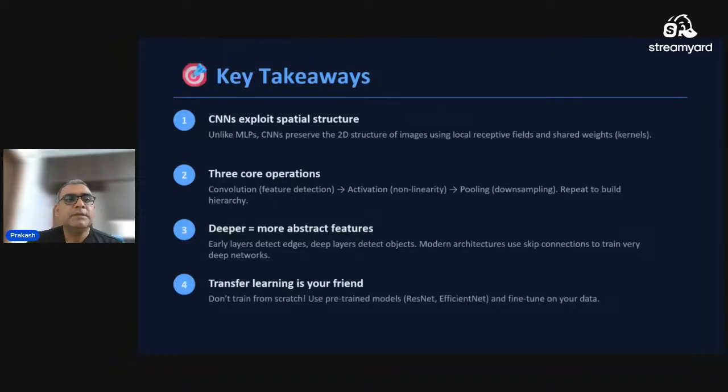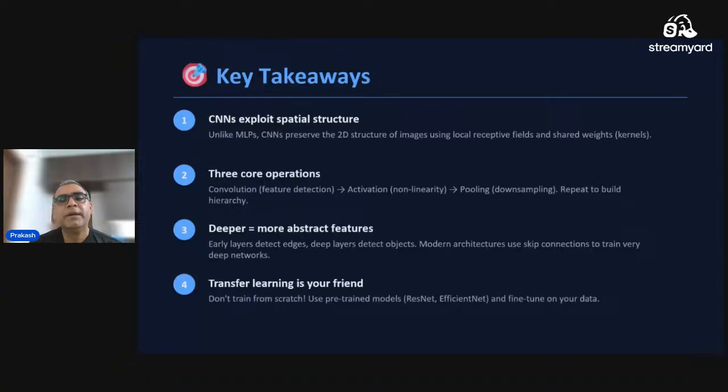For the takeaways, we discussed why CNNs are important for training models on spatial data like images or videos. They preserve the structure, and they share weights using kernels. We talked about how this trains. There are three operations we talked about that are part of the training. First is feature detection. They find the patterns in the images.